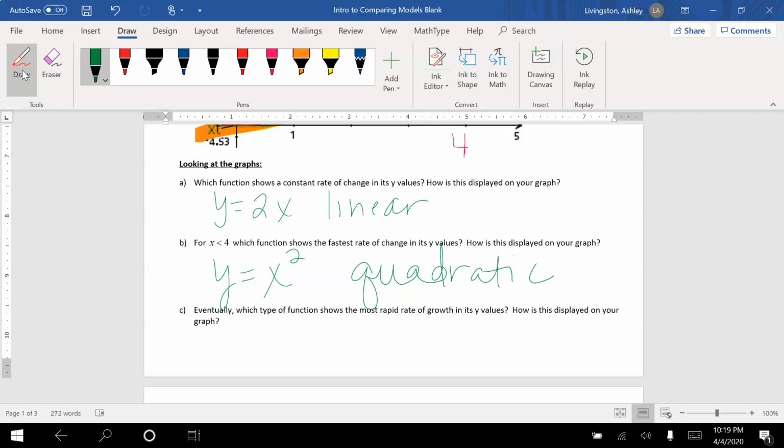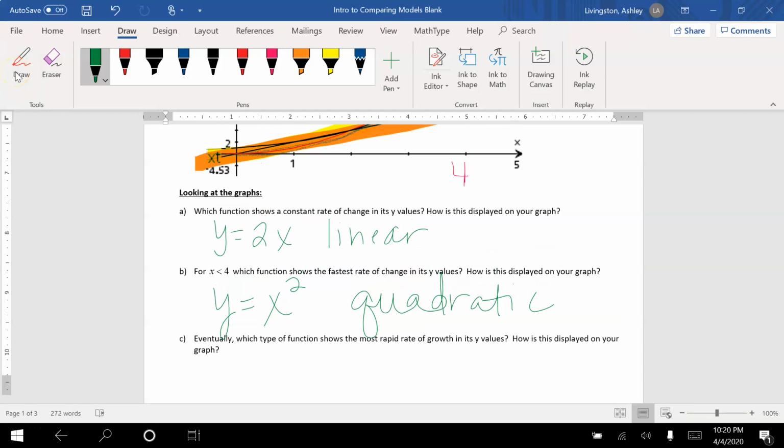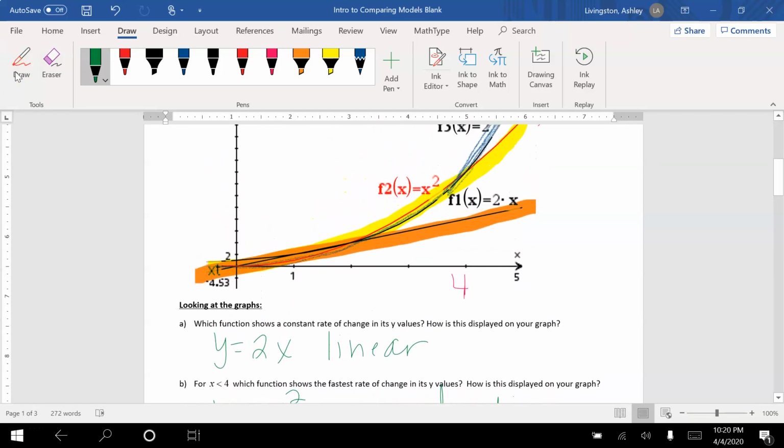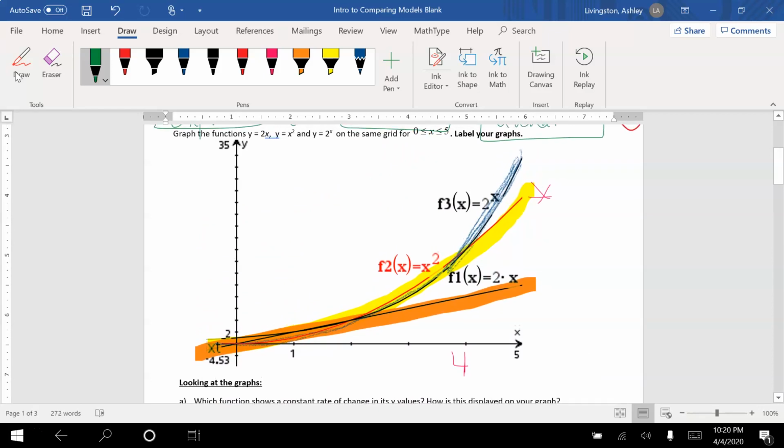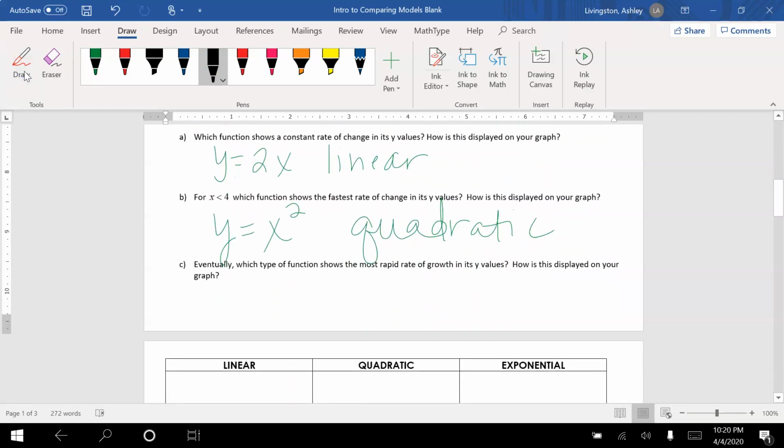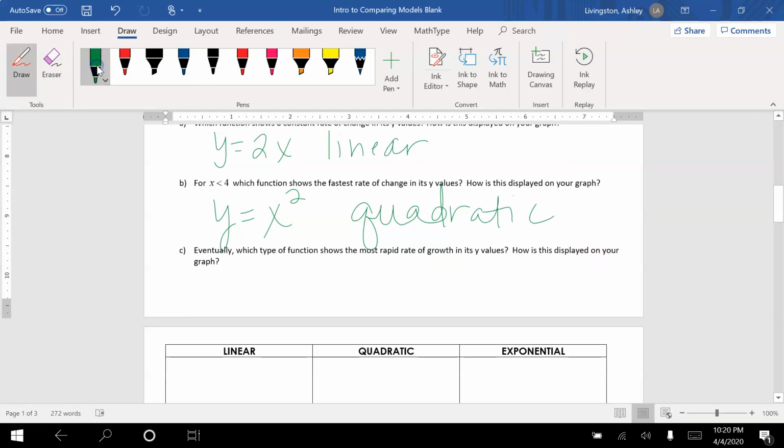And then eventually, right, what type of function shows the most rapid rate of growth in its y values? So again, notice that they all start pretty similarly, but in the end, as we get numbers that are getting bigger and bigger and bigger, the one that's showing the most rapid growth is this guy here, this 2 to the x. And that is my exponential function.